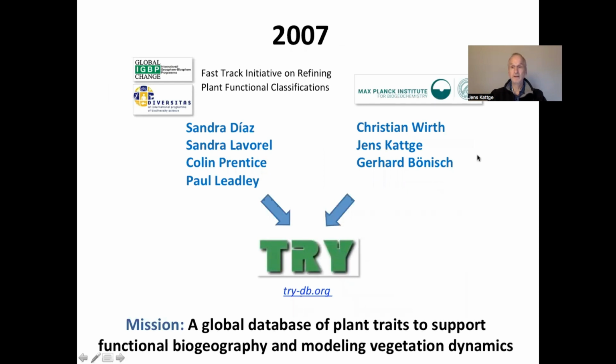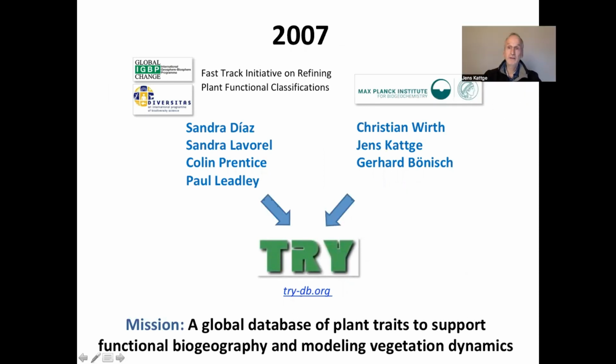The TRY initiative actually started in 2007 as a combination of the Fast Track initiative on refining plant functional classifications of IGBP and Diversitas and the Max Planck Institute. We initiated a network of vegetation scientists with the mission to develop a global database of plant traits to support functional biogeography and modeling vegetation dynamics.